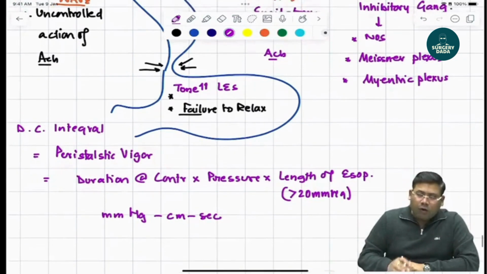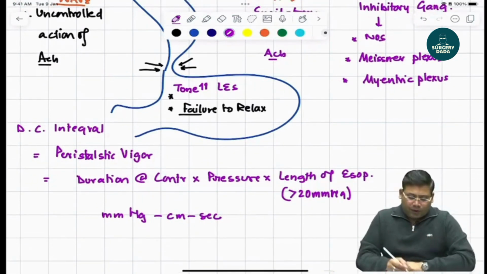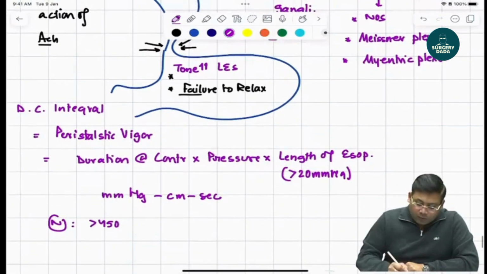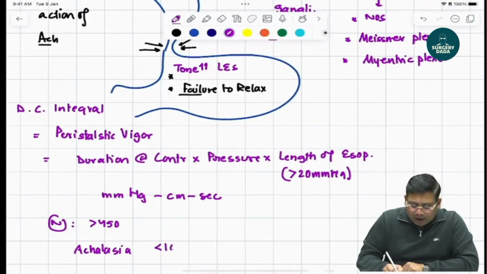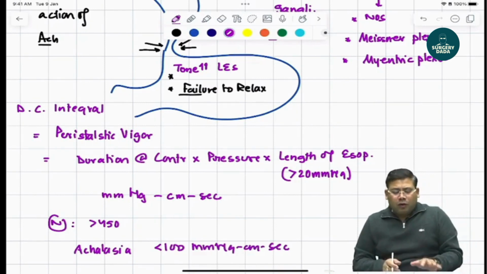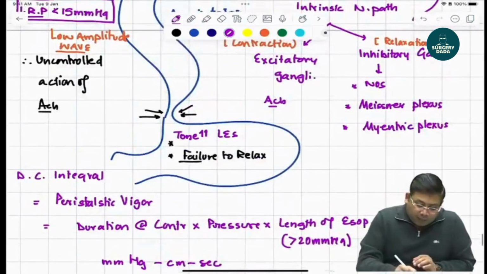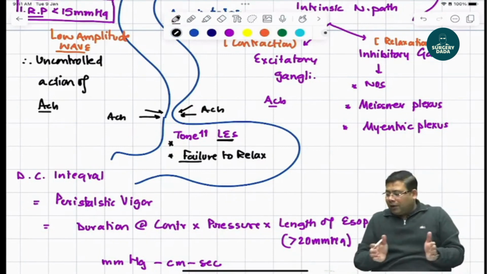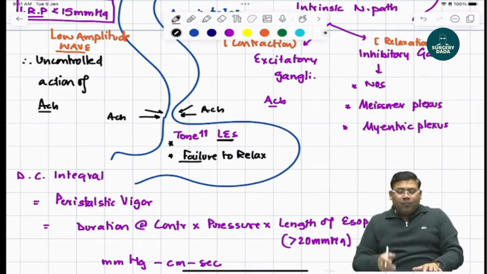So normally, in a normal patient, the DCI is more than 450. It may be as high as 8000 also. But in case of achalasia, the DCI is less than 100 mmHg per centimeter per second, and that is why it is too low. So what are you getting? You are getting hypertension at the level of LES. Why? Because of acetylcholine acting all the way. There is no inhibitory reflex, so it is not dilating.